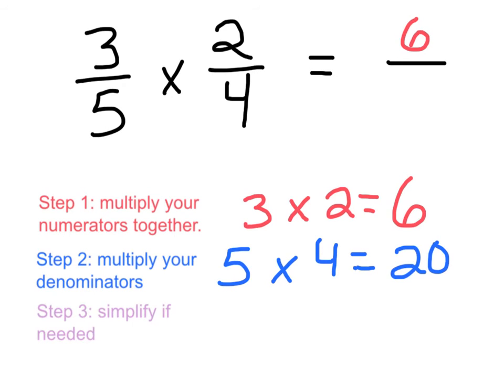I have my denominator. In this case, I can simplify. So when I simplify, I'm going to divide them both by 2 because I know they're both even, and that's my greatest common factor. And I get 3/10, which is my answer.